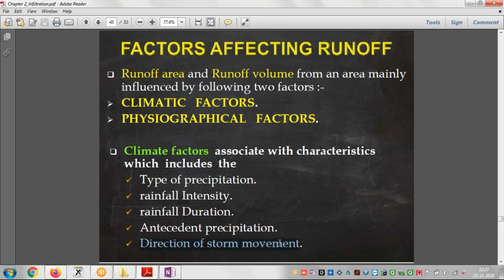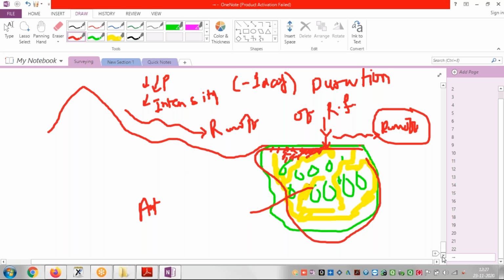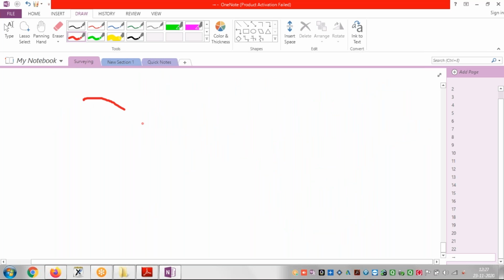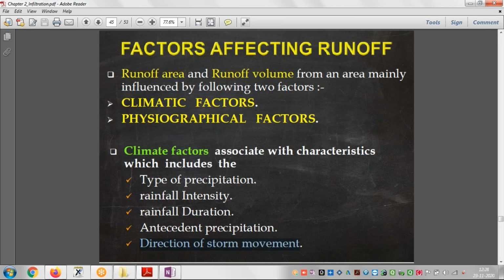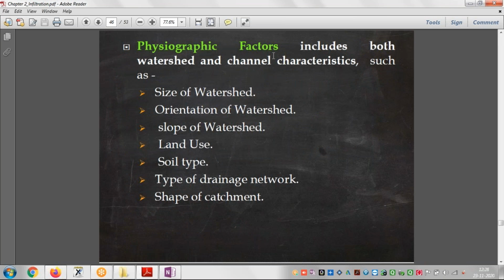Next is direction of storm movement. If it is a sloping area and the rainfall is occurring in the same direction as the slope, for example, sometimes rainfall occurs in this direction, sometimes directly like this, sometimes in the slope direction, then what will happen? Because of this direction, again the runoff will be more, right? So this is actually the meaning. This is the climatic factor.